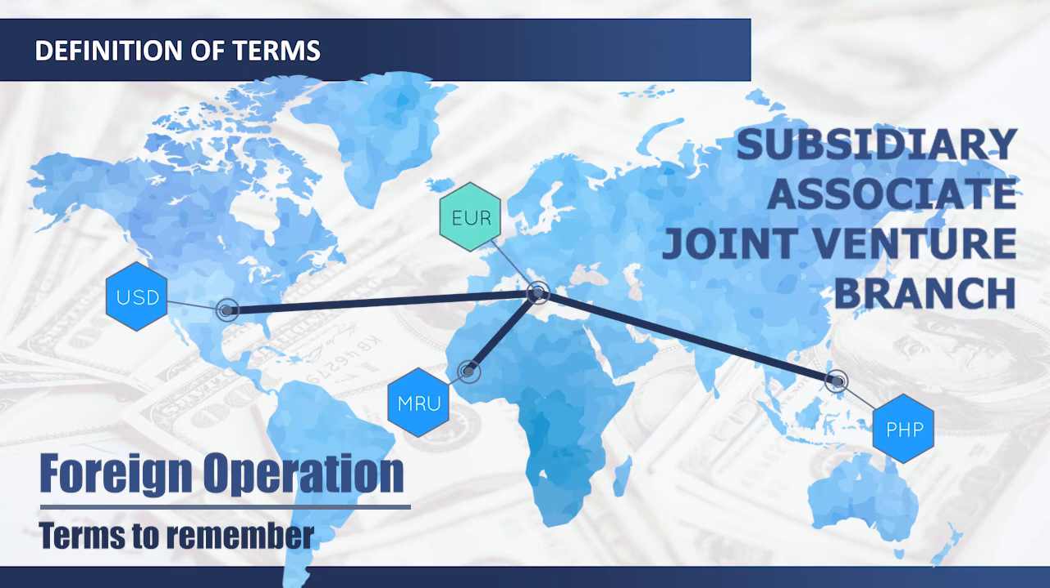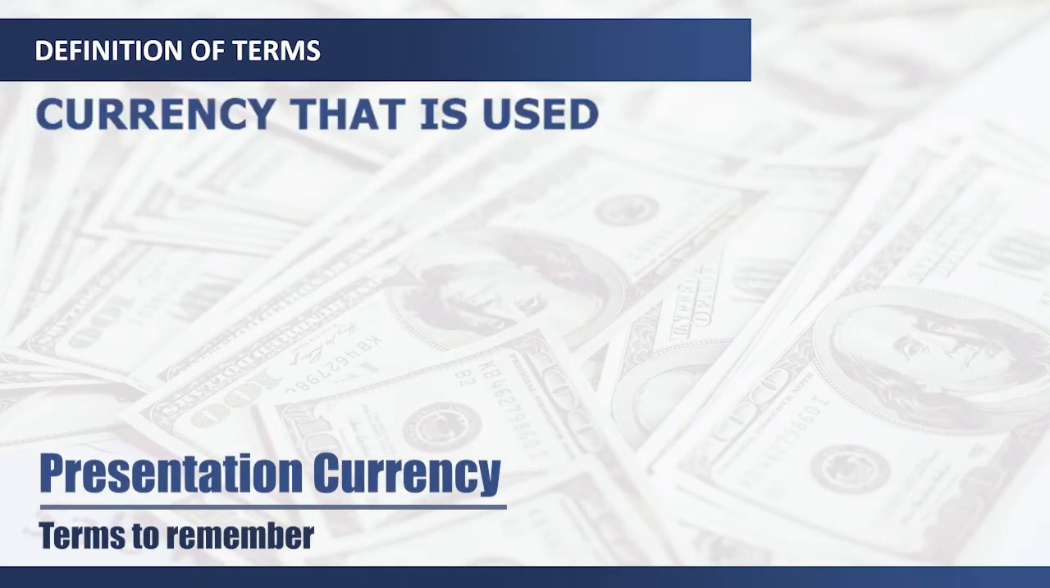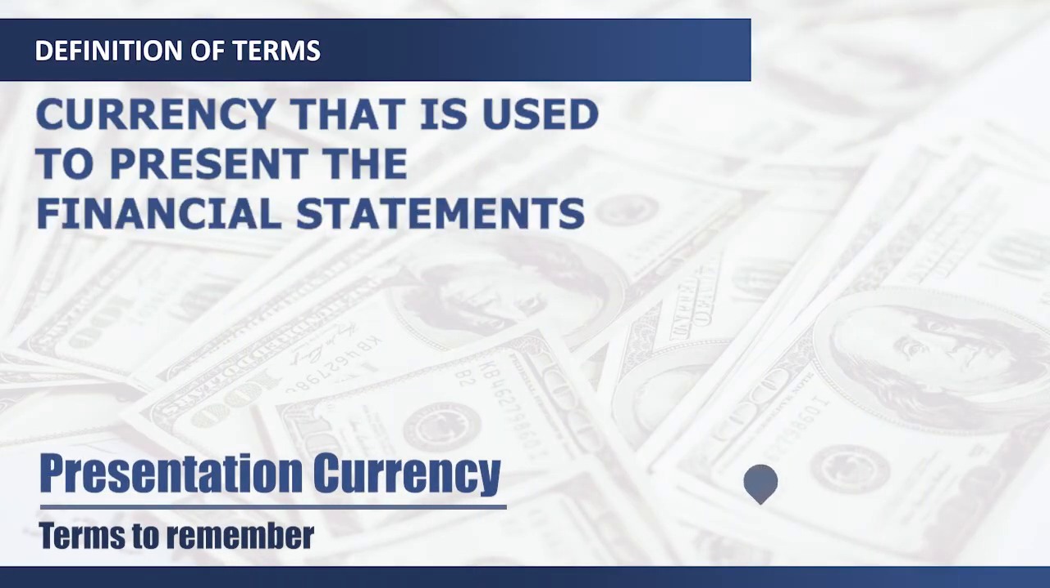When a foreign operation has a different economic environment resulting to a different functional currency as that of its parent, we need to find a way to translate its financial statements to the same currency of the parent to be able to consolidate the group. This is where the concept of the presentation currency comes in. The presentation currency is simply the currency that is used to present the financial statements.